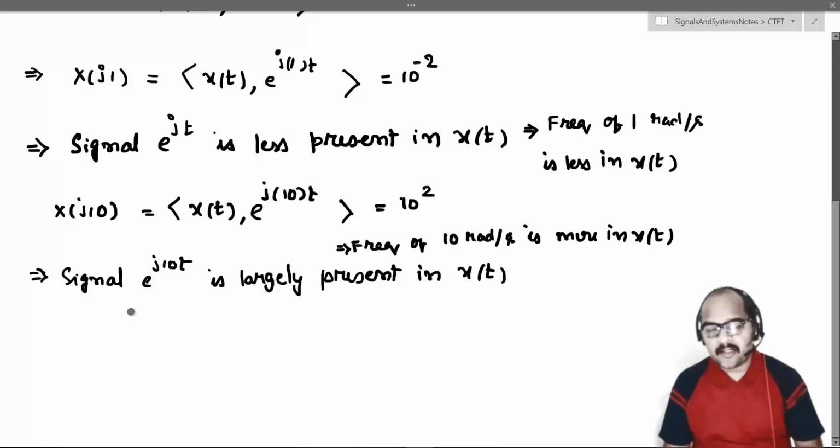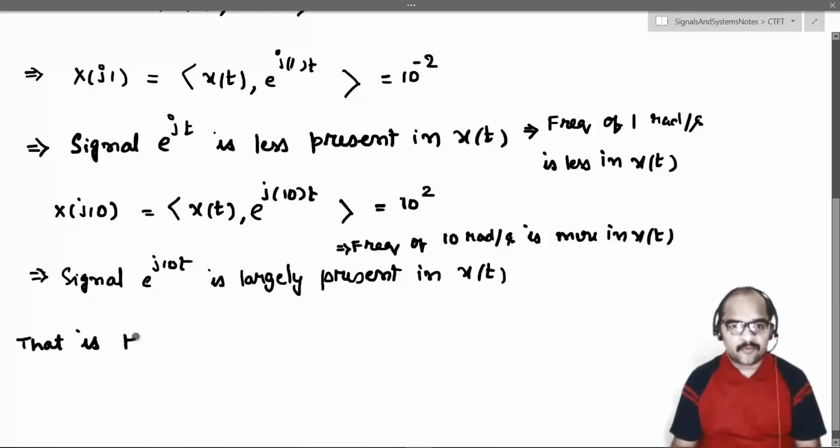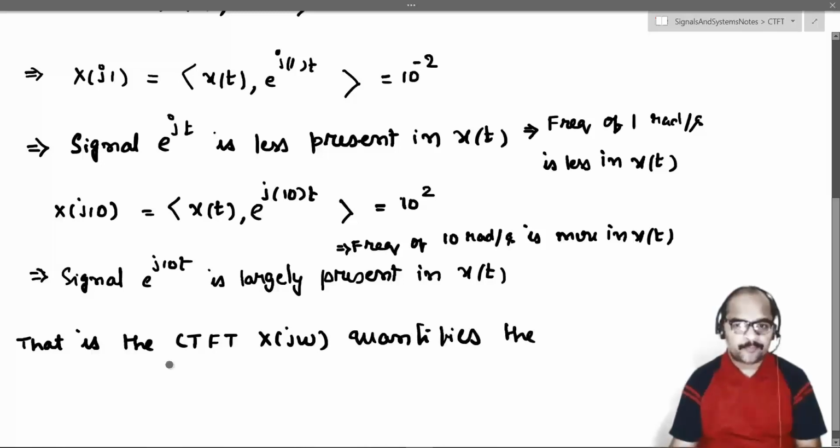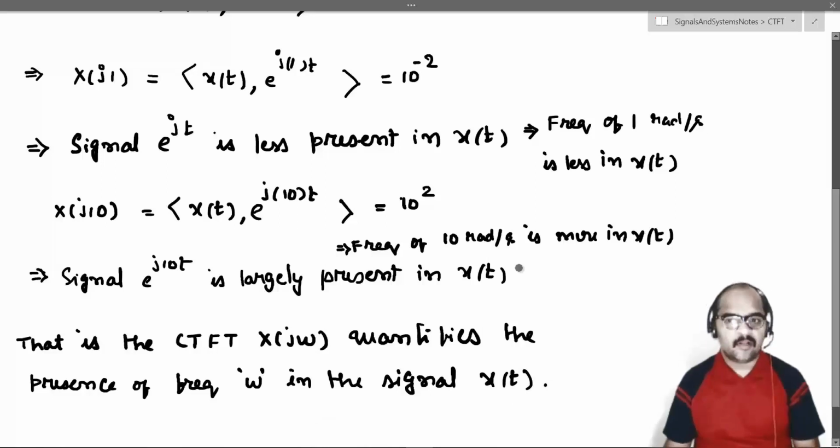So what does the Fourier transform tell us? It tells which frequency is present in the signal and how much it is present. The CTFT X of j omega quantifies the presence of the frequency omega in the signal x of t. So the Fourier transform will tell us all that information.